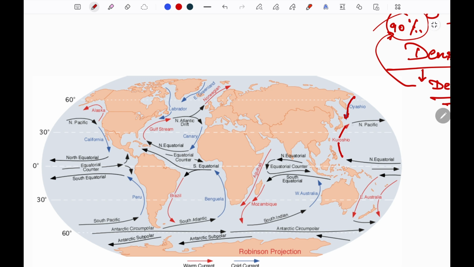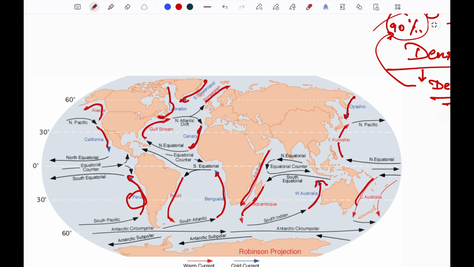So the major warm ocean currents are Kuroshio, East Australian, Mozambique, Agulhas, Brazil, Gulf Stream, Norwegian, Alaska, and some major cold ocean currents are California, Peru, that is also known as Humboldt current, which is responsible for the phenomenon of El Nino. Next one is Benguela, Canary, Labrador, Eastern Greenland, and West Australian. Now remember the names and the locations of these ocean currents for the exam.